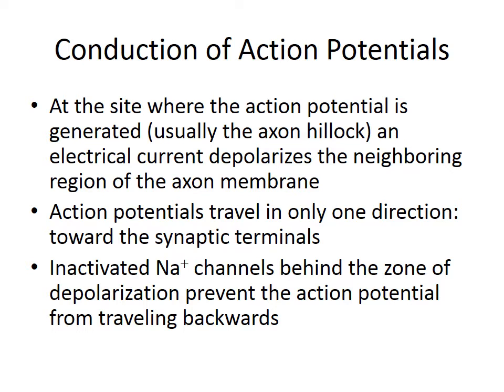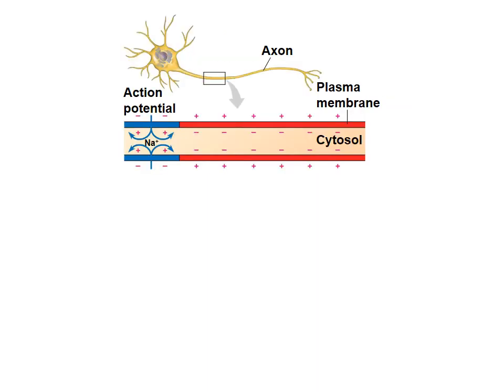So at the site where the action potential is generated, it's usually the axon hillock. An electrical current depolarizes the neighboring region of the axon membrane. And action potentials travel only in one direction, towards the synaptic terminals. Inactivated sodium channels behind the zone of depolarization prevent the action potential from traveling backwards, and this is why there's a refractory period. So the action potential can only go in one direction, and it can't go backwards. So the sodium channels stay deactivated for a little bit longer than necessary. And that shows you this happening over here.